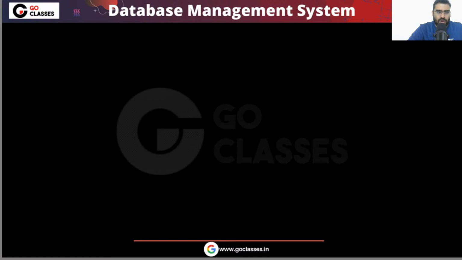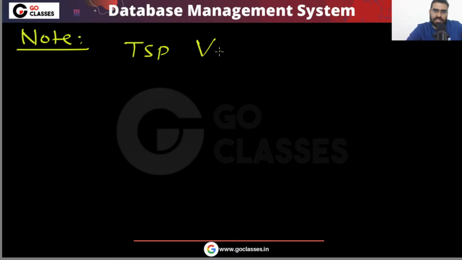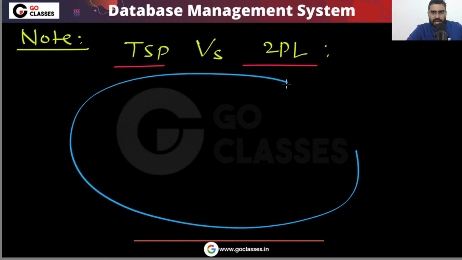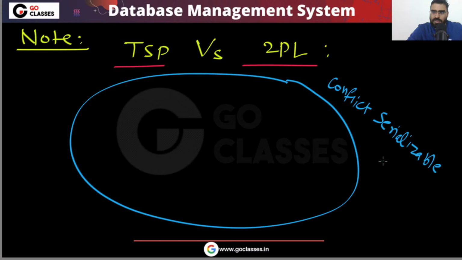Okay. Now, what is the relation between timestamp protocol and two-phase locking protocol? What is the relation? Let me tell you, if these are the conflict serializable schedules, both of them will ensure conflict serializability. These are all the conflict serializable schedules.